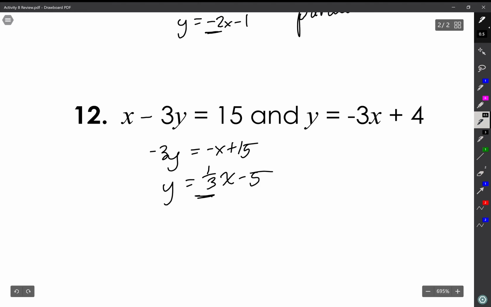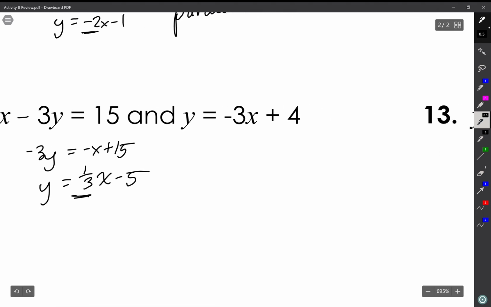So my slope is 1/3 for this line. Okay, slope of this one is negative 3. So that means that they are opposite reciprocals and they are perpendicular.